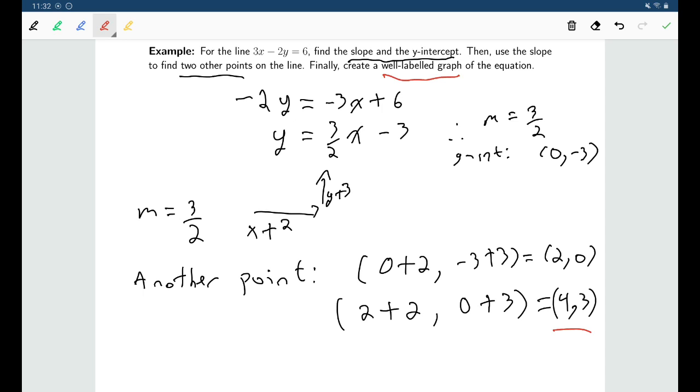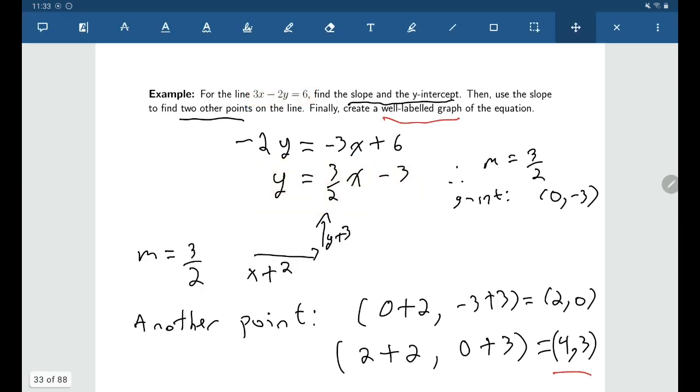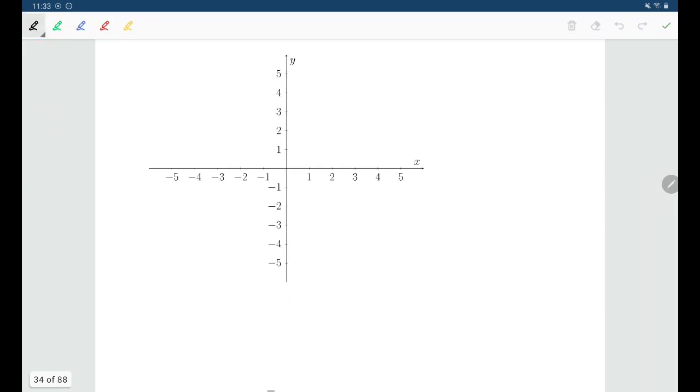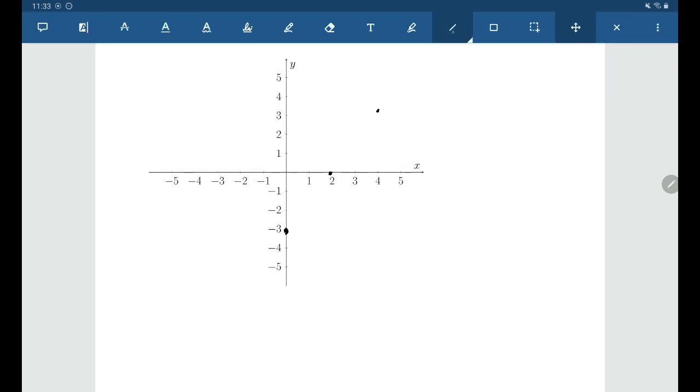Now, when you're labeling it, you can choose to label it with the way that you originally had the line, or you can label it with the slope-intercept version, but I do expect to see one of these two next to the line once I've graphed it. So let's get into that and start graphing. So our points that we had: 0, -3, we had 2, 0, and we have 4, 3. And now I'm going to draw my line.